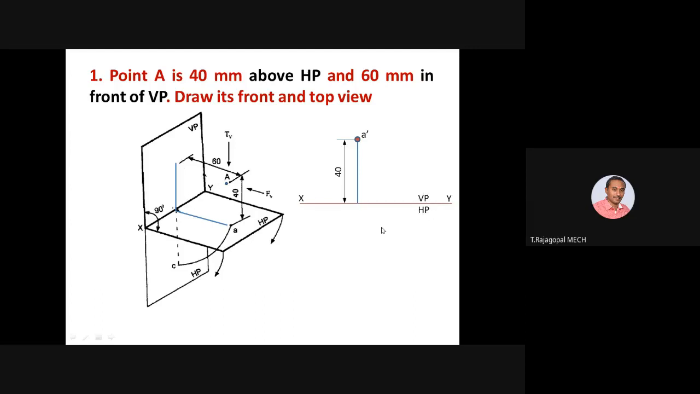The vertical plane is above the XY, the horizontal plane is below the XY. That's why above the XY reference line, we write VP. Below the XY reference line, it is noted as horizontal plane. Okay. So in the front view, we can clearly see this 40 mm above HP. It will be visible in the front view, so it is represented as A dash. Okay. Now what about the top view? After the rotation of the horizontal plane, this 60 goes below the reference line XY.